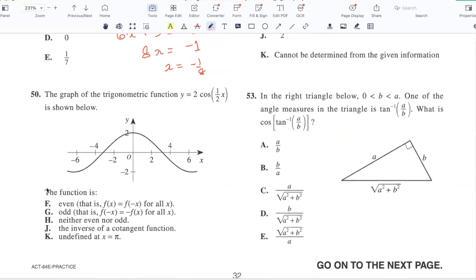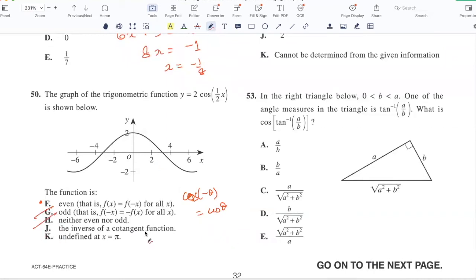The graph of the trigonometric function y is equal to 2 cos 1 by 2x is shown below. The function is even, that is f of x is f of minus x for all x. Yeah, so that is true because cos of negative theta is cos of theta, right? So cos is always an even function. So option F is a good answer. No, so cos is not odd. So it's not G. Sine is odd. So G is wrong. H is wrong.